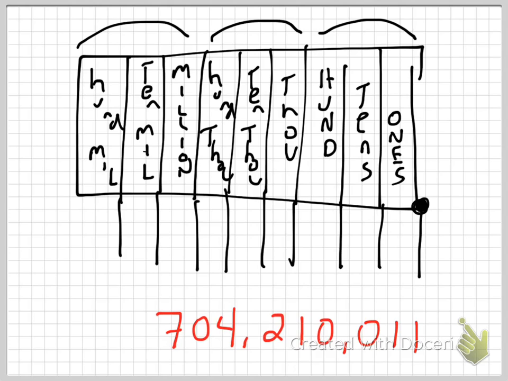See, once you have this down, you don't even need to make this chart. You've got your groups right here. That's what the commas are all about, right? That's what the commas are for. They break them up into groups of 3 for you.